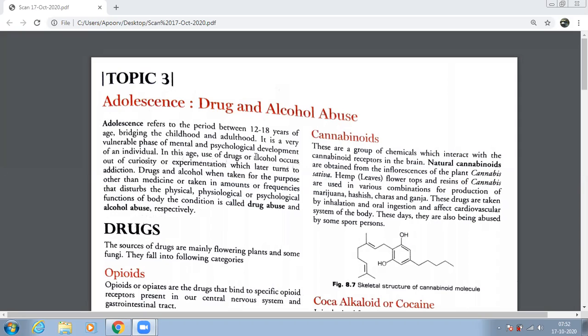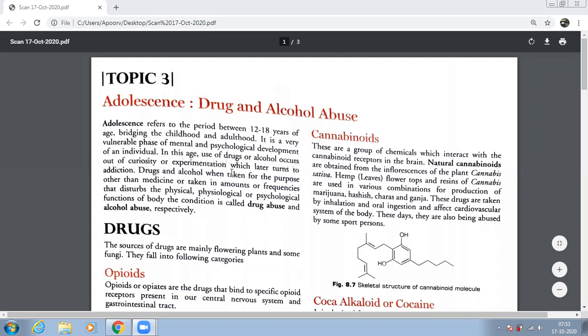This you've already done. Adolescence is what? Period between 12 to 18 years, bridging the childhood and adulthood. That means it is a time between childhood and adulthood, connecting the phases. It is a very vulnerable phase. Vulnerable means when you easily get affected by something. Vulnerable phase of mental and psychological development of an individual.